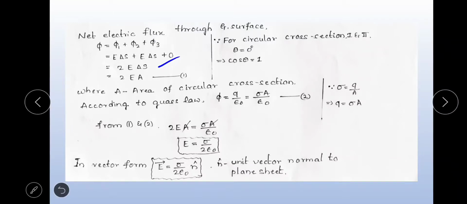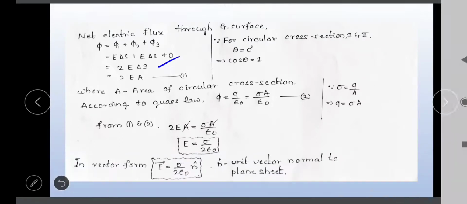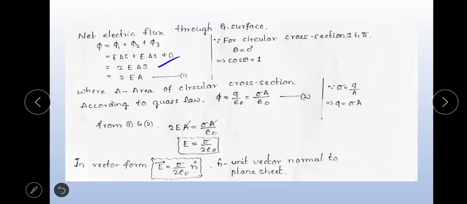Delta S can be written as A, where A is the area of circular cross section. According to Gauss law, phi equal to q by epsilon naught. We know surface charge density sigma equal to q by A, charge per unit area of the conductor. Hence q equal to sigma into A. Substitute this value here, then we will get phi equal to sigma A by epsilon naught.